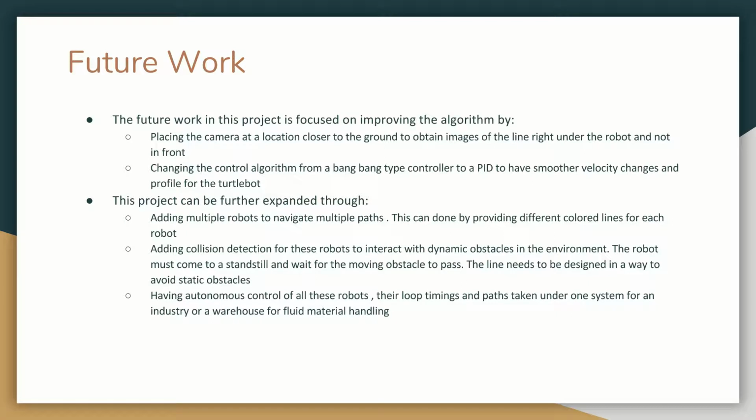We also need to add collision detection to these robots because they will be working in an environment with dynamic obstacles. And since the obstacles are moving around, we just have to wait for them to pass if they ever come across the path of the Turtlebot. The path needs to be designed carefully enough that no static obstacles come in the way initially itself.